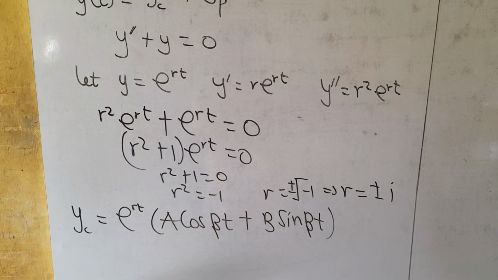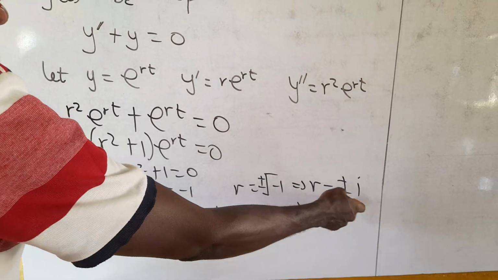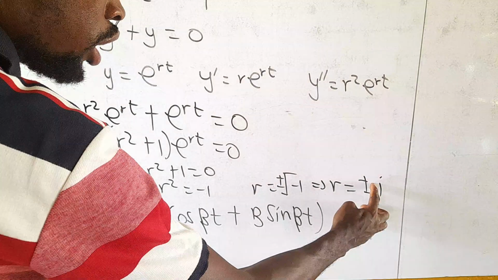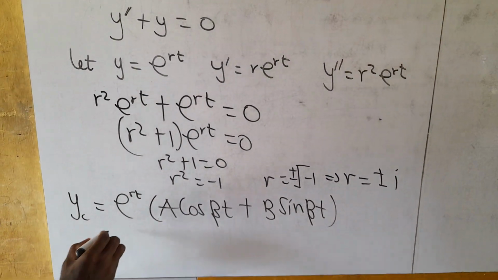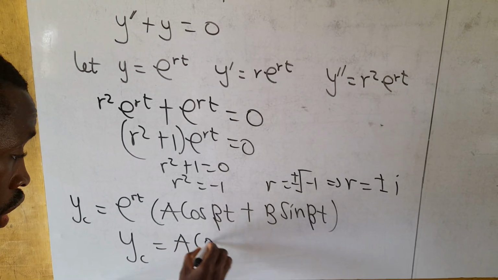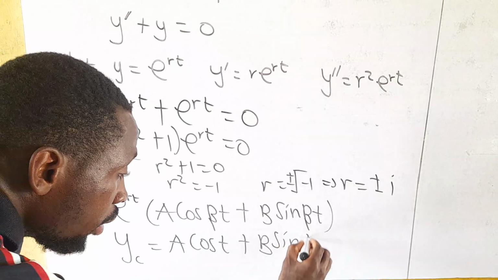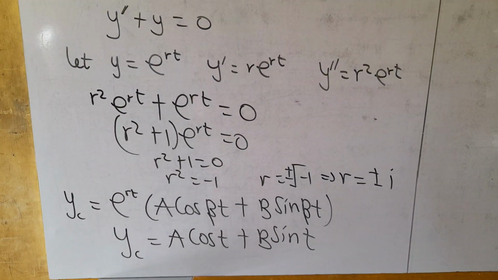Then the whole of that exponential will be 1. And the beta is the coefficient of the imaginary part. And the coefficient here is 1. Then we can say our y of c is just equal to a cos t plus b sine t. I hope you get that.